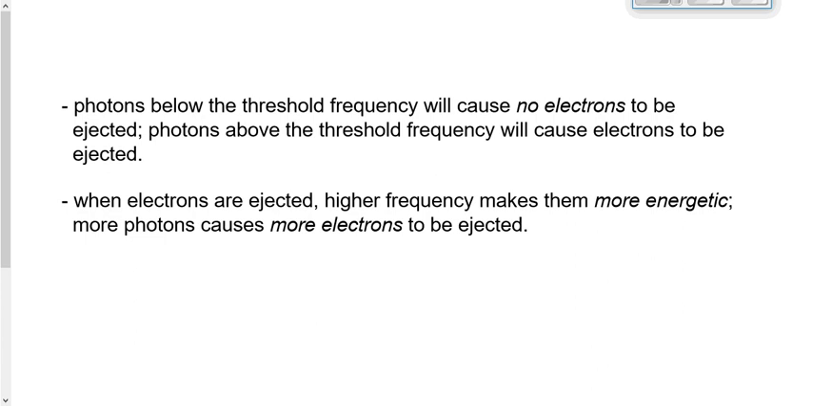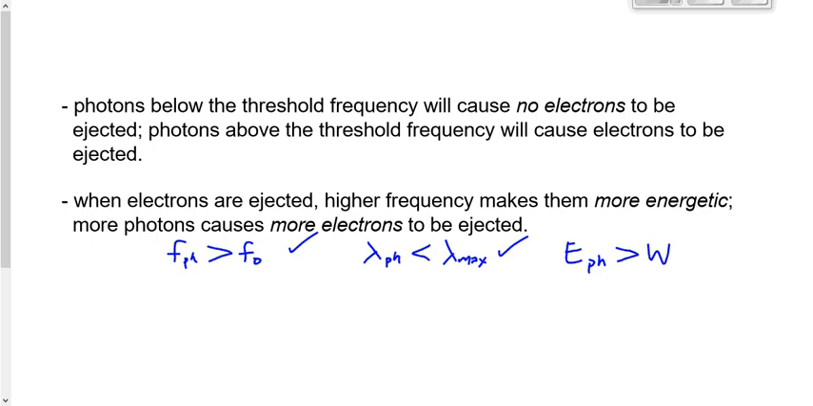Now, let's assume that electrons are ejected. Let's assume that the frequency of our photon is above the threshold frequency. Or we could say that the wavelength of the photon is below the threshold wavelength. Or we could say that the energy of our photon is above the work function. Any one of those three scenarios, let's say that electron or electrons are being ejected.